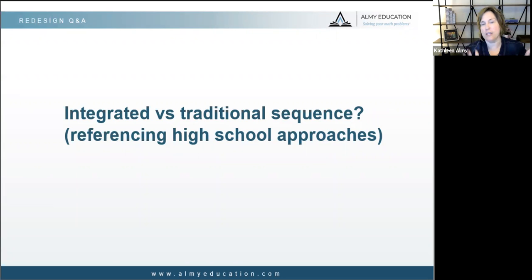So if you're looking at this, you're like, I don't know what you're talking about. The traditional algebra sequence in high school would be algebra 1, geometry, algebra 2, and then maybe pre-calculus or something else, or statistics, whatever. An integrated approach would be like math 1, 2, 3, where you're going to have algebra, geometry, and some data analysis in each year, and it's not going to be chunked so defined into just algebra and just geometry.